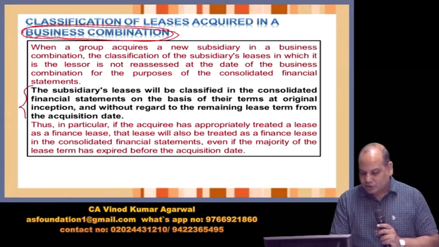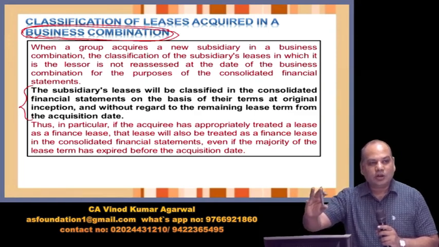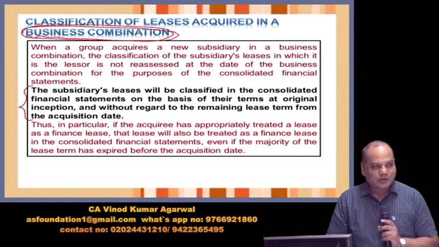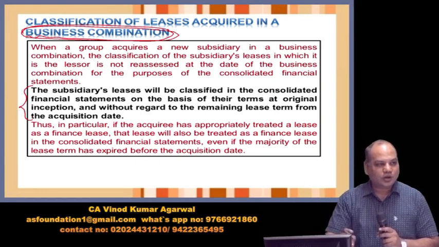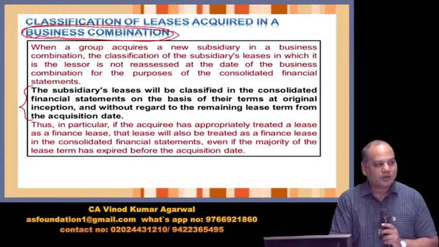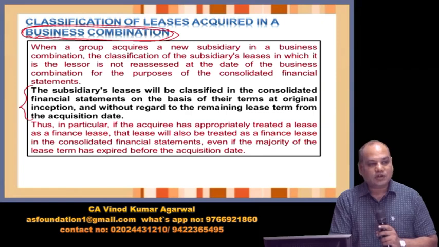If you acquire another entity and that entity has already entered into a lease arrangement, will you look at the classification on the date of acquisition, or will you look at the original classification in the books of the acquiree? Original. That means whatever is the classification in the books of the acquiree will be continued.